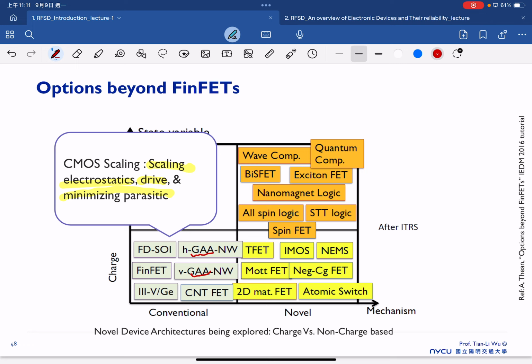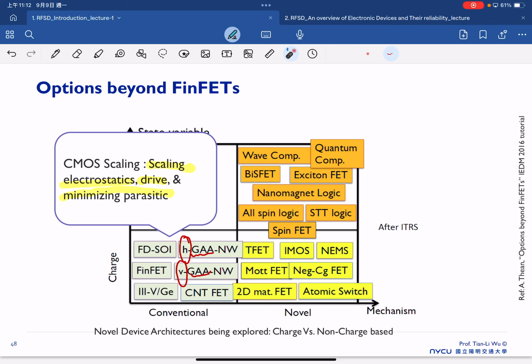And then gate all around is now divided into two different types. The first one is horizontal gate all around, and another one is vertical gate all around. And the bottom one is a carbon nanotube FET here. We won't talk about the device structure again for each one because it's pretty complicated. Even another 10 hours is not enough to describe it in detail, but just for your information, for the very advanced research on logic devices, there are lots of very novel approaches ongoing now.